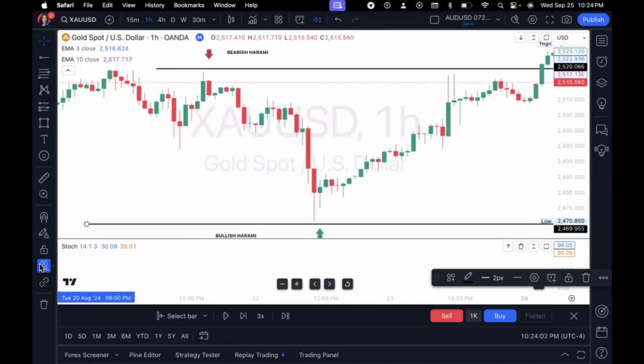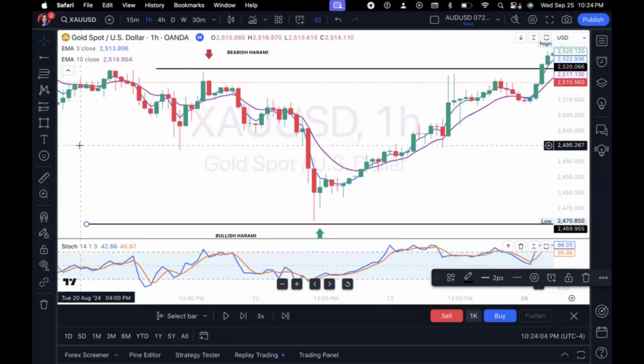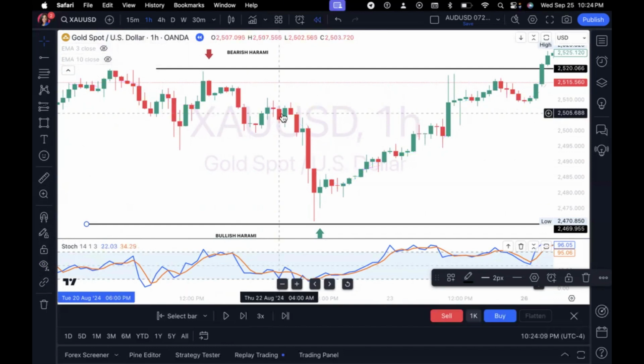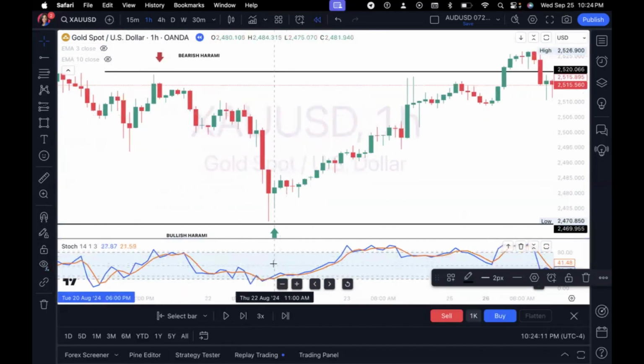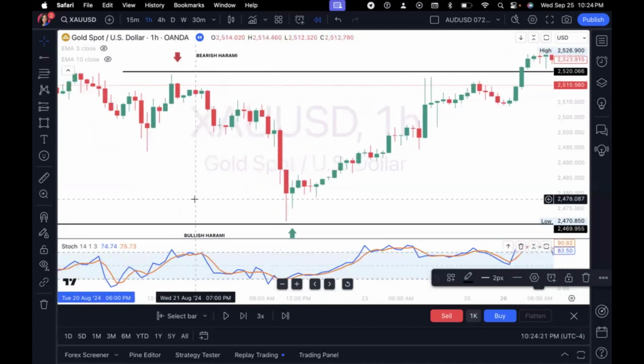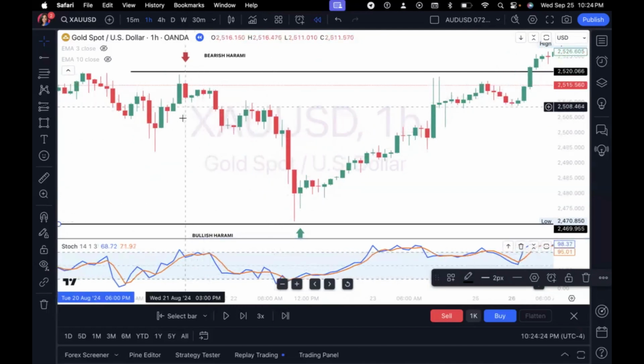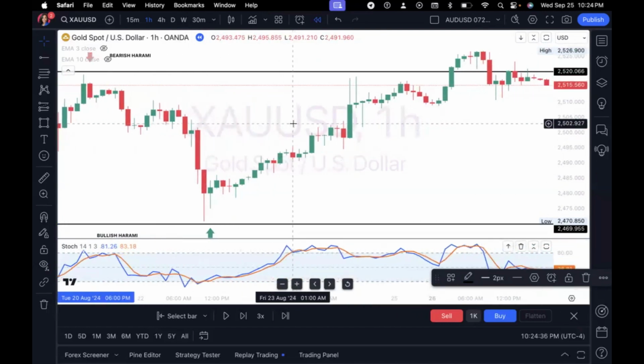but it is nice to use it in conjunction with your other indicators. So for example, if I decided to turn on my stochastic, and let's just turn off the EMAs for a second, I can also see at the time that my bullish Harami was forming, my stochastic had also crossed above 20, which for me is a bullish confirmation. And on my bearish Harami, I can see that my stochastic also was facing down, and my orange line was above my blue line, which of course for me is a bearish confirmation.